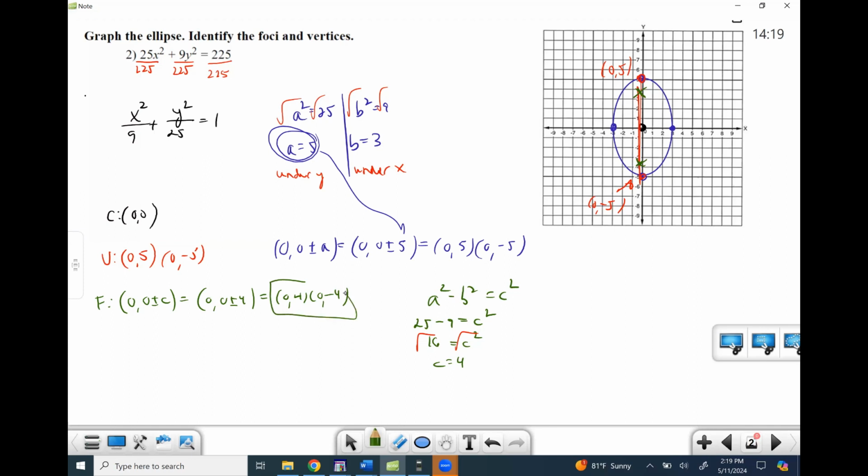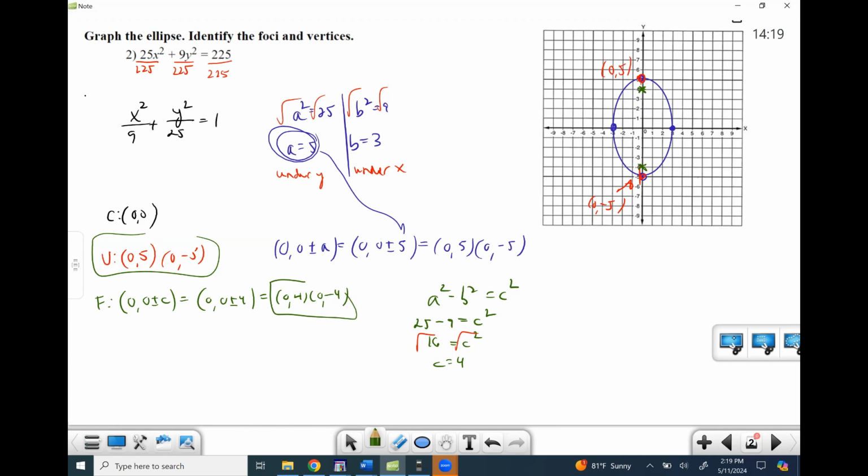So our foci, our vertices, let me see. I think I might have been pretty close in the picture. If I were to go 4 spaces, let me just kind of erase. I'd be right here. Yeah, I was really close. And then down 4 spaces would be right there. So this looked pretty good.